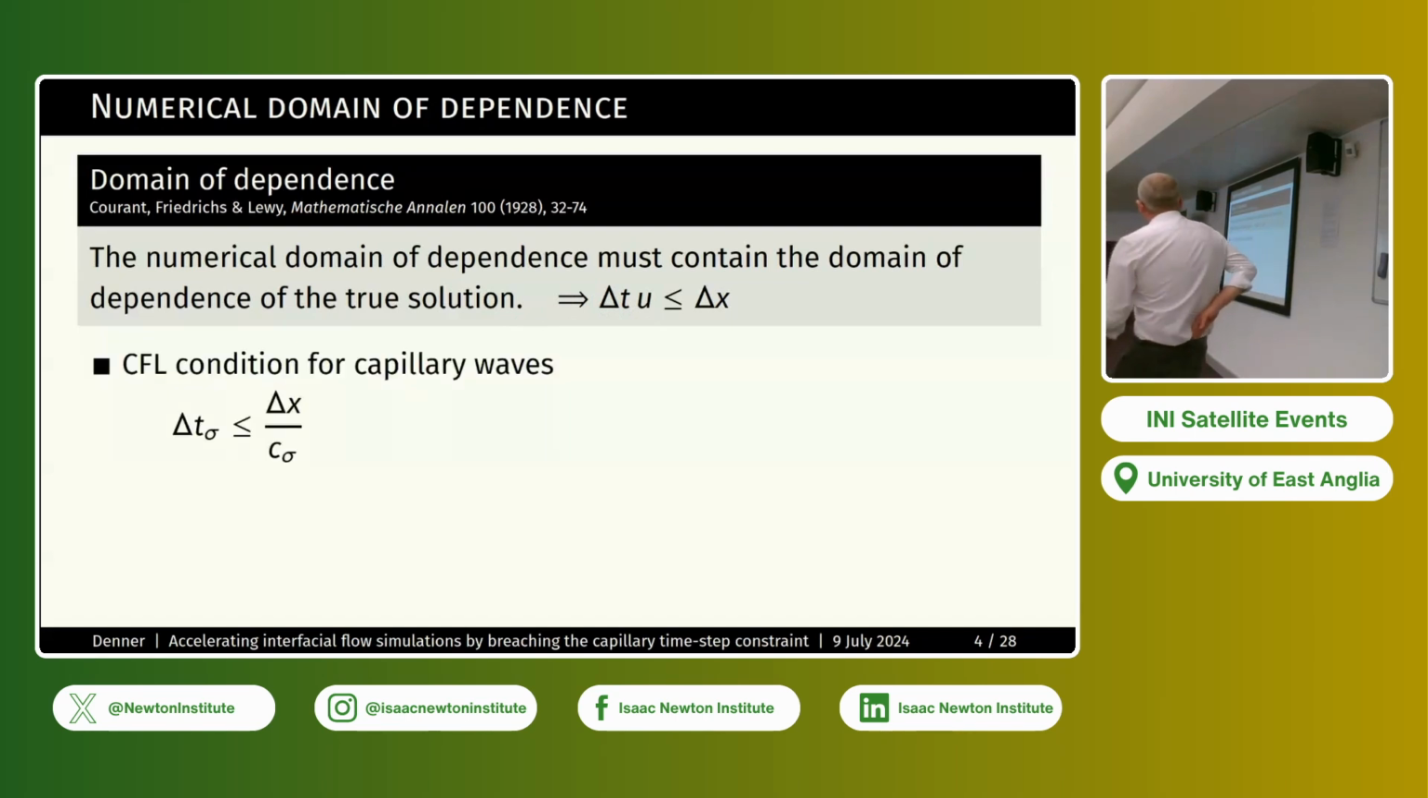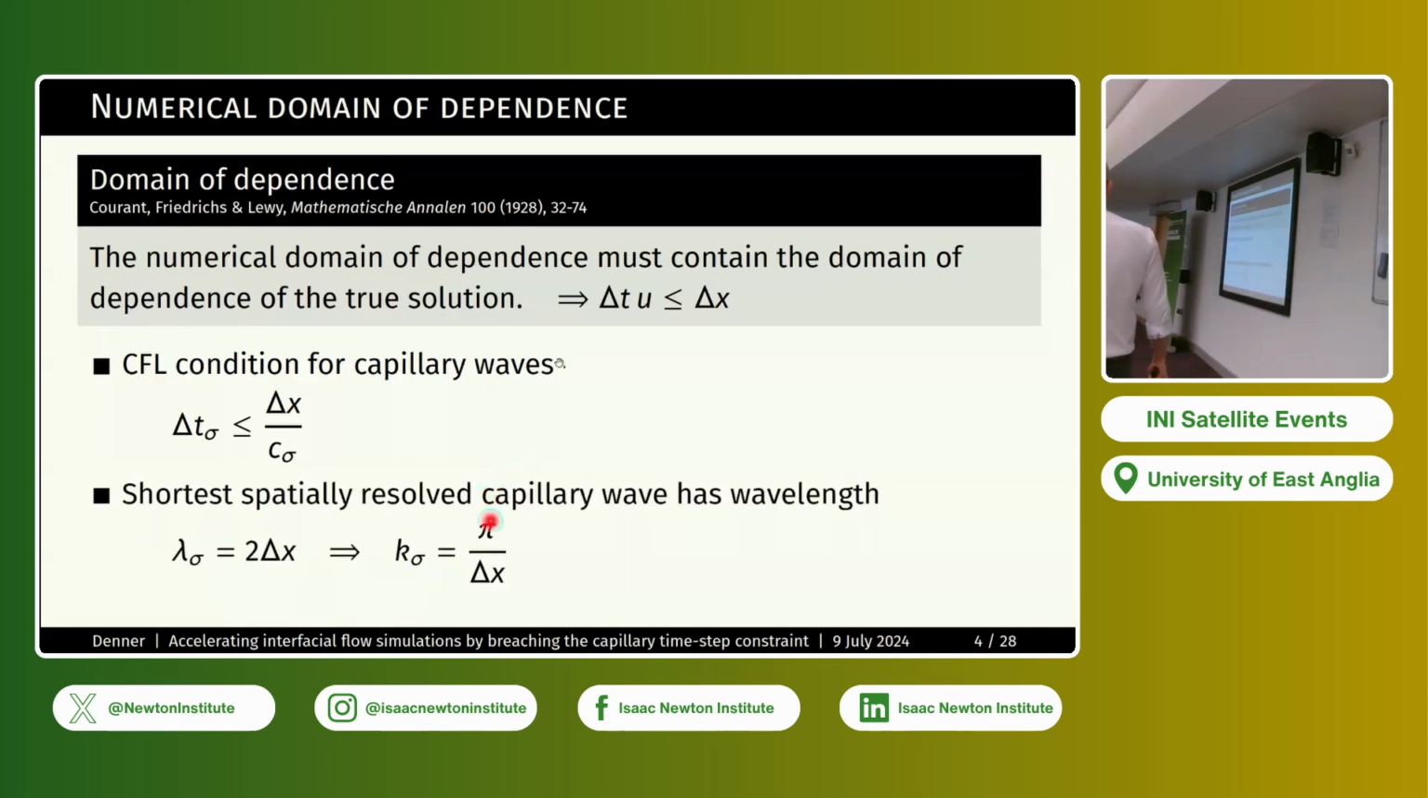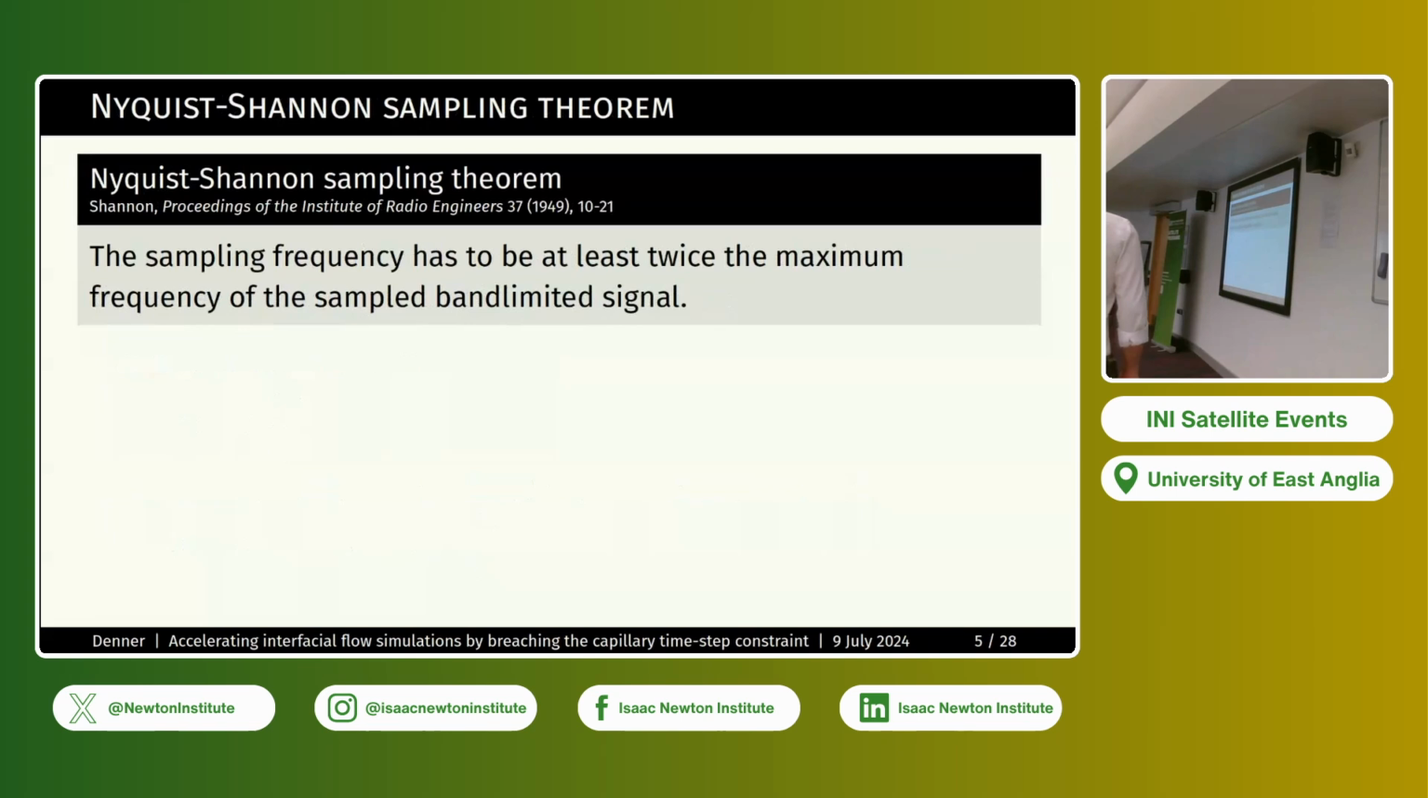So we can apply this to capillary waves, where C sigma is now the wave speed of the shortest unambiguously resolved capillary wave. And that is essentially a capillary wave with a wavelength of two times the mesh spacing. Everything that is smaller is not unambiguously resolved, so that's not relevant for us. This is basically the resolution limit. Not that what we resolve at that scale is physically accurate or an accurate prediction because it's under-resolved, but it still ruins our simulation.